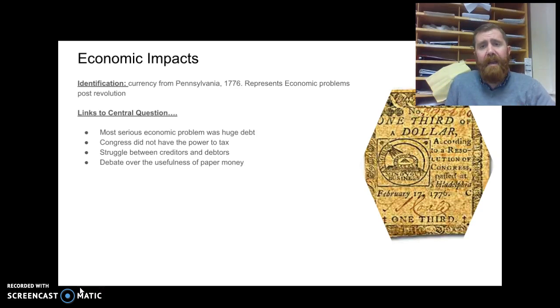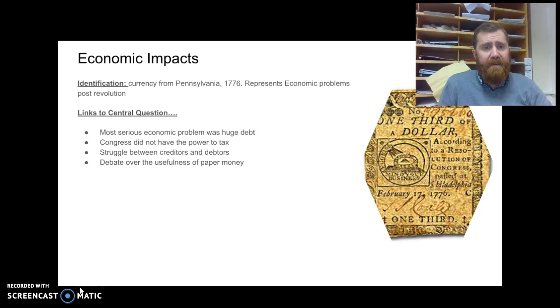This is going to come back and bite the Articles and the creditors in the butt, because in 1786 we'll see Shays' Rebellion. Remember Shays' Rebellion? That's going to be a great example of the struggle between creditors and debtors.